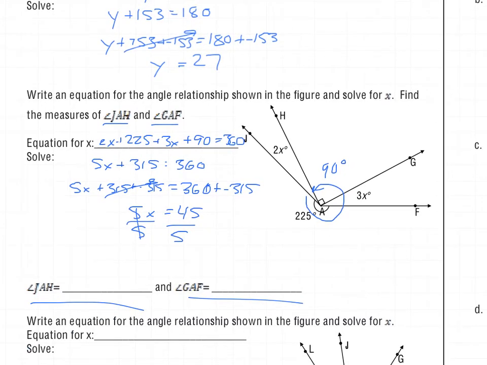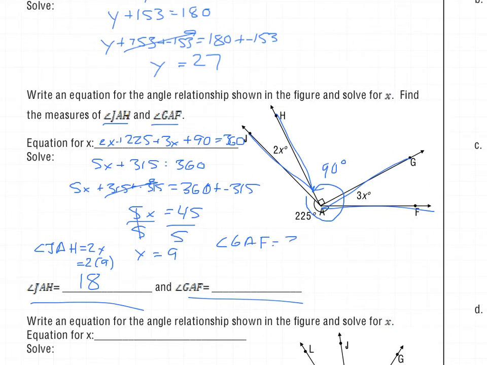So we're asked to find JAH, that's this one here, that's supposed to be 2x. Angle JAH is equal to 2x, which is 2 times 9, which is 18. Angle GAF, so again that's this one over here, angle GAF is equal to 3 times x, 3 times 9, which is 27.